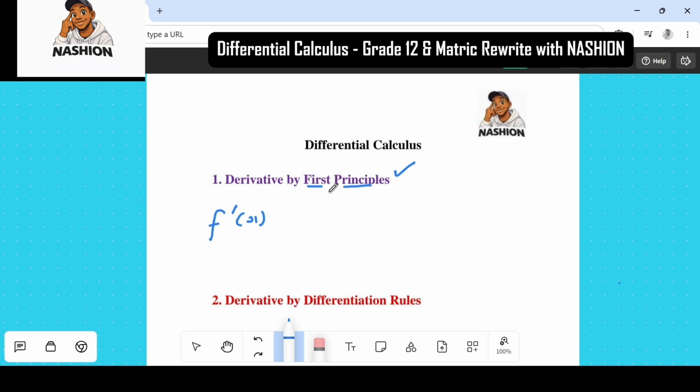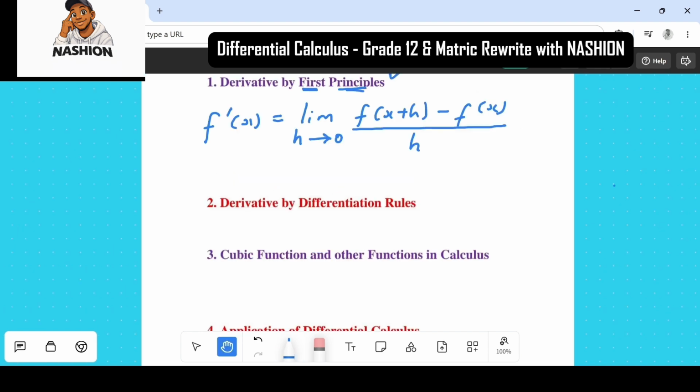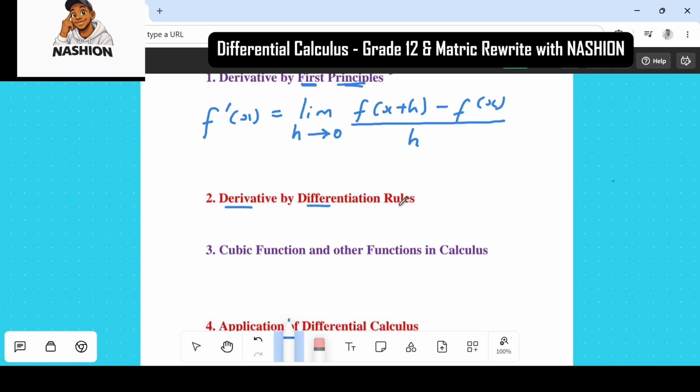So when we use the first principles to find the derivative, they usually call it graph f. And the derivative's formula is going to be f prime x is equal to the limit as h approaches 0 of f of x plus h minus f of x, all over h. And by the way, we don't have to memorize this formula. This formula is going to be provided on your formula page. So this is the first question we're going to come across in calculus. Derivative by first principles.